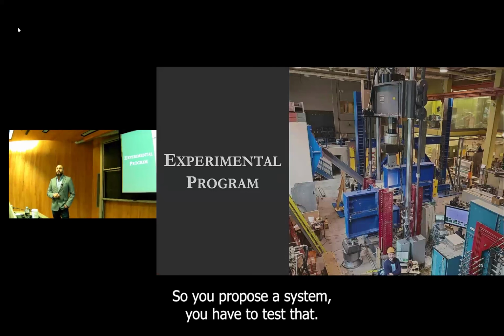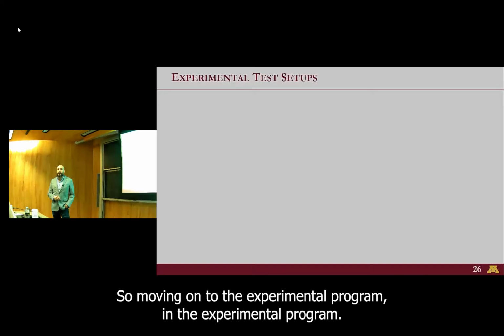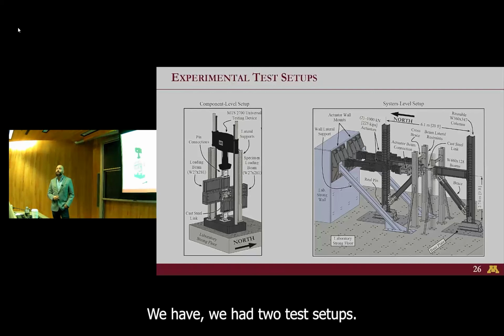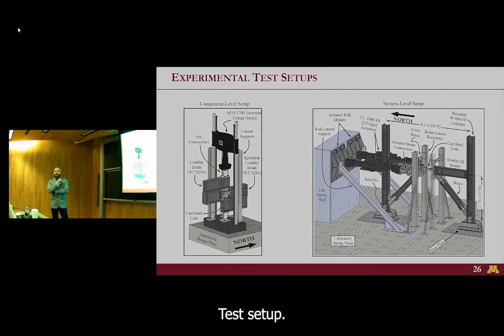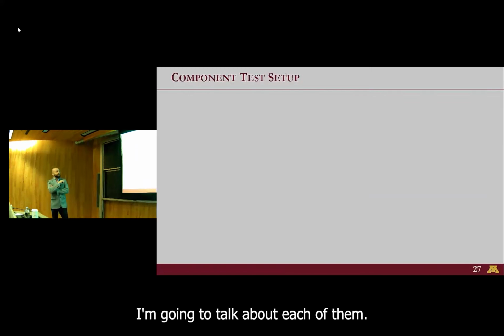So you propose a system, you have to test it. So moving on to the experimental program. In the experimental program, we had two test setups. One was the component test setup, and the other one was the system level test setup. I'm going to talk about each of them.